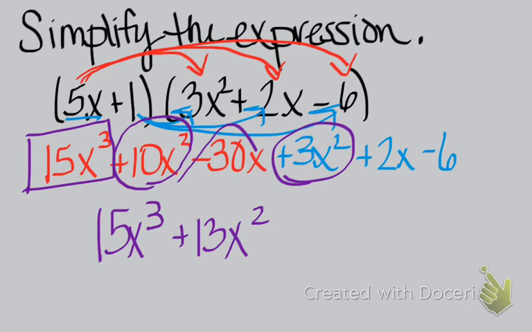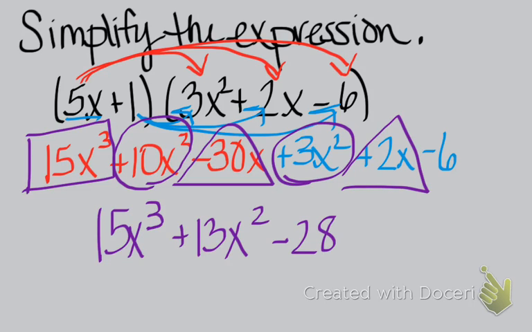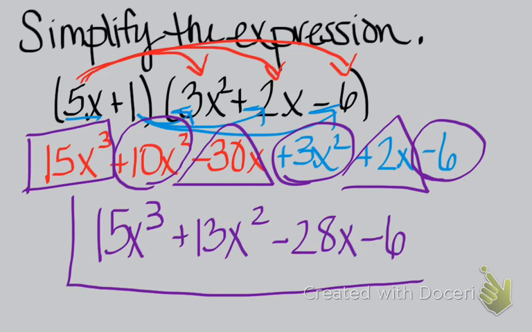Now, negative 30x goes with a positive 2x. That will give me negative 28x. And finally, down here on the end all by himself is a negative 6. So, no one else can be combined with a negative 6. So I write him down on the end. Now when I look at this equation, all my like terms have been combined. So I'm finished. This is the simplest version of this expression.